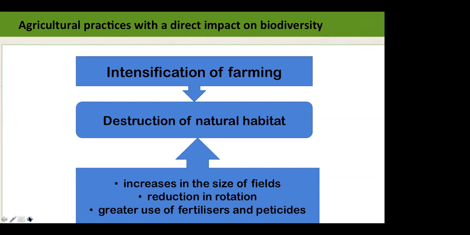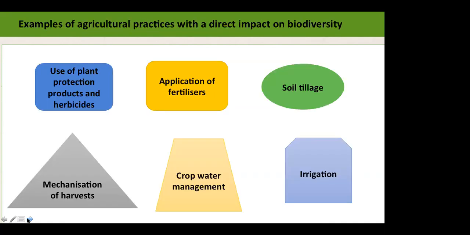And we've already considered that biodiversity is just the relationship, the connection that exists between the natural inhabitants in our ecosystem. When we leave them in place, they do what they need to do, and everything goes the way it should. So we have examples of agricultural practices with a direct impact on biodiversity. Next slide.